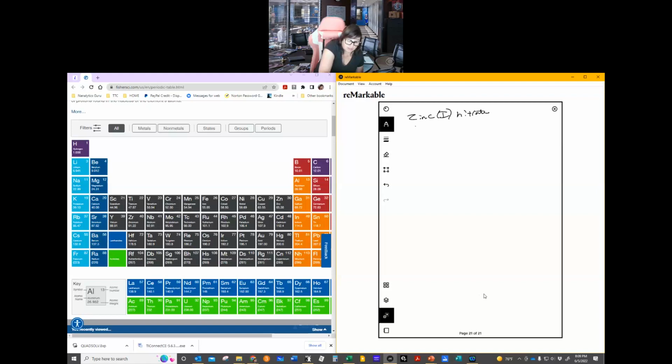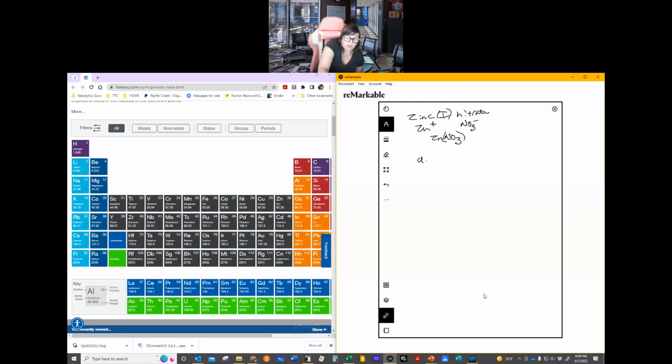So zinc is Zn. I know it's a +1 because the charge is there. Nitrate is NO3 minus. You can look at that in the list of polyatomic ions. And since this is plus, this is minus, I then get ZnNO3. These parentheses are not required, but you can include them. That is entirely up to you.